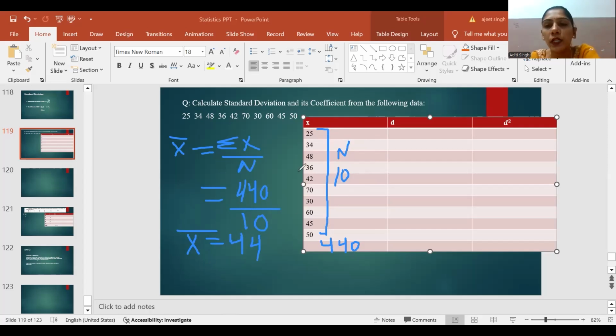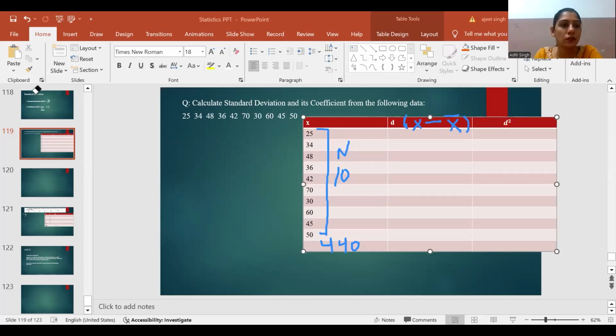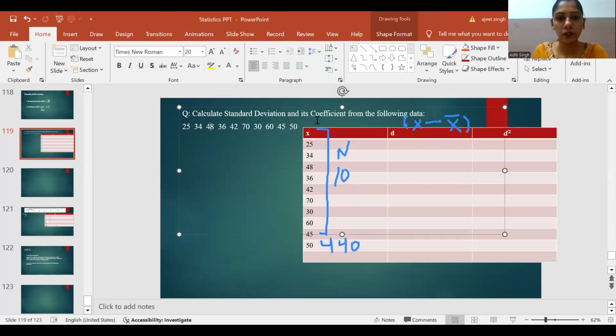Now with the help of mean we calculate the value of d, which is x minus x bar. Let me remove this first. Let me write it here first.